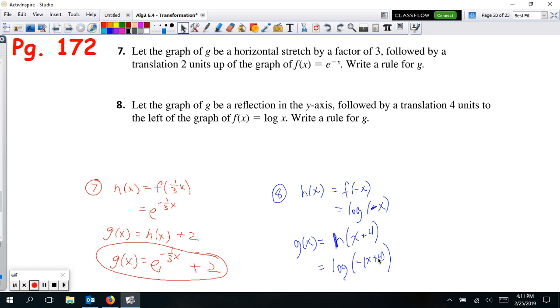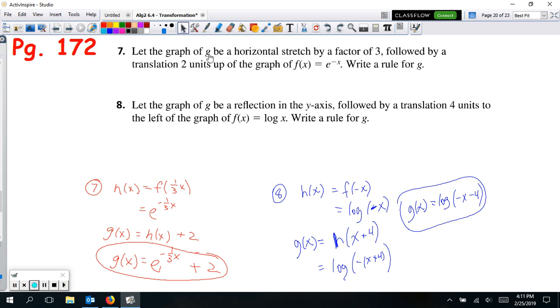Negative times this x plus 4. Distribute the negative into that. It's negative x and a minus 4. So our function now will look like this. G of x is equal to log of a negative x minus 4. And that's our answer. So just do one thing at a time, and then you should do okay.